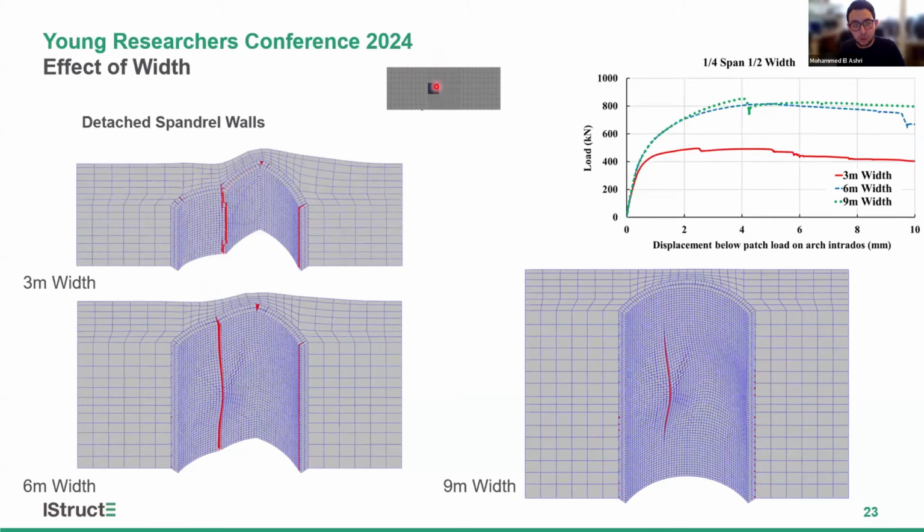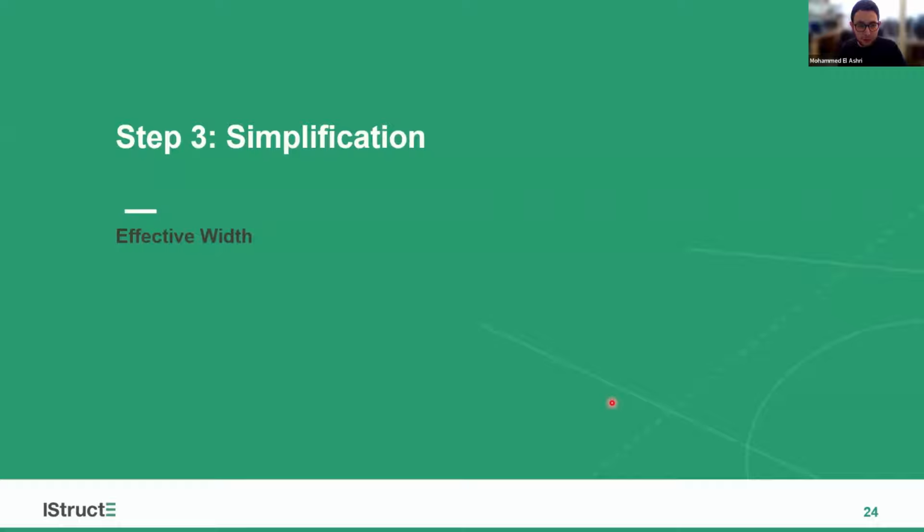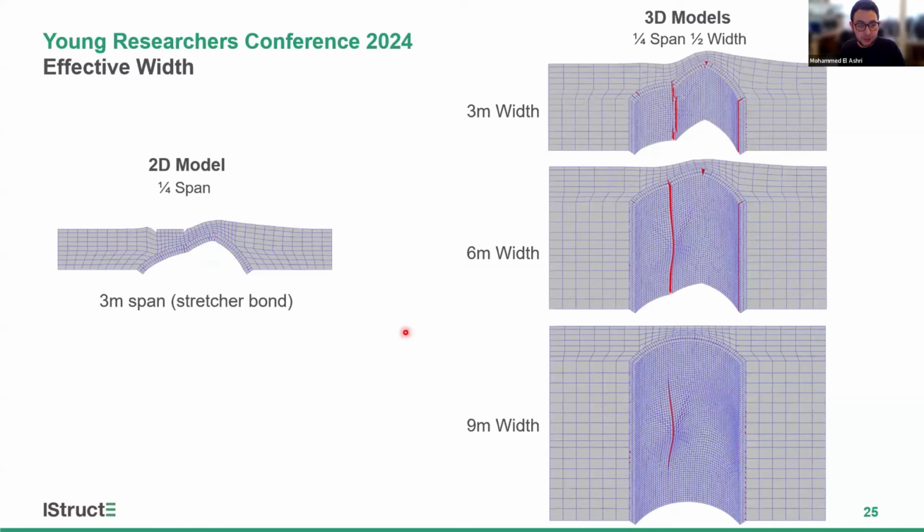Moving the load to quarter span, we can see that the matching between the 6 meter and the 9 meter cases is less apparent here. This can be indicated with the cracking, where the full width cracks are seen in the 3 meter and 6 meter cases, but not seen here, indicating that the effective width is somewhere between 6 meters and 9 meters. Building on that to develop our first simplification.